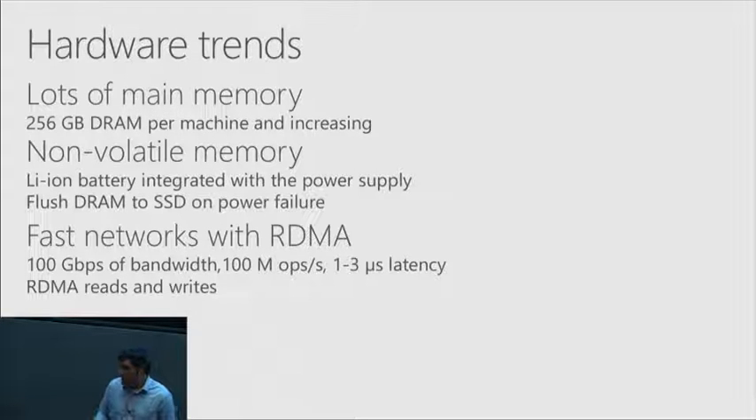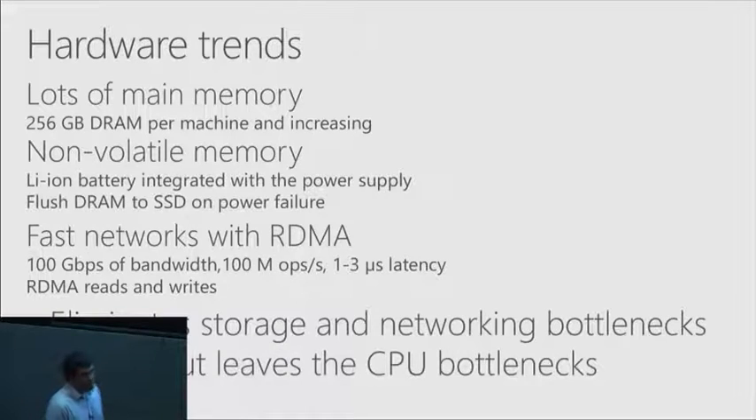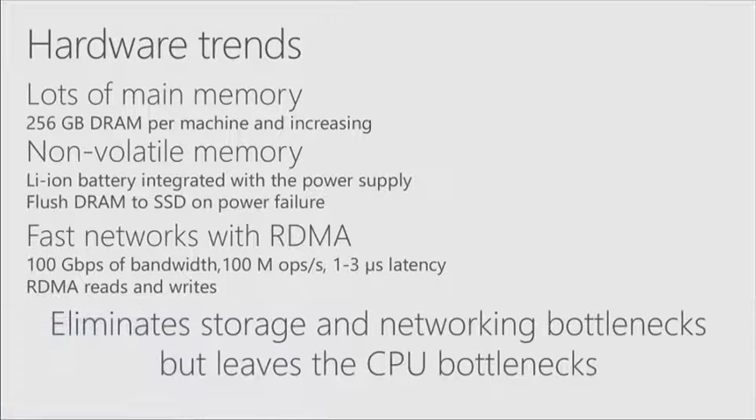And so what do these three hardware trends mean for people building systems for modern data center hardware? Basically, if you look at them, they are removing the bottlenecks, the networking and storage bottlenecks, which are the traditional bottlenecks we have in these kinds of systems, and they are exposing and leaving the CPU as the main remaining bottleneck. So just to illustrate what this means, I did this back-of-the-envelope calculation.